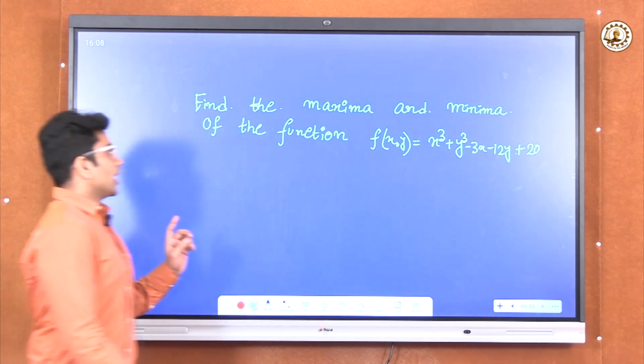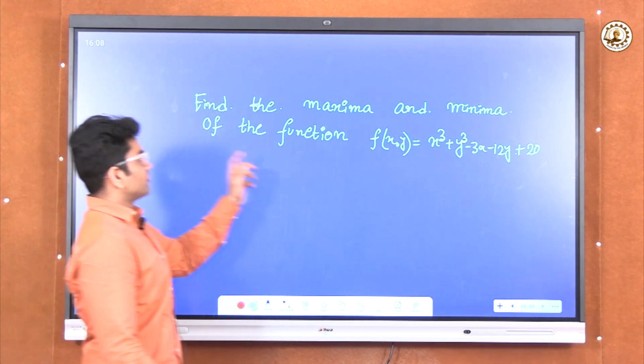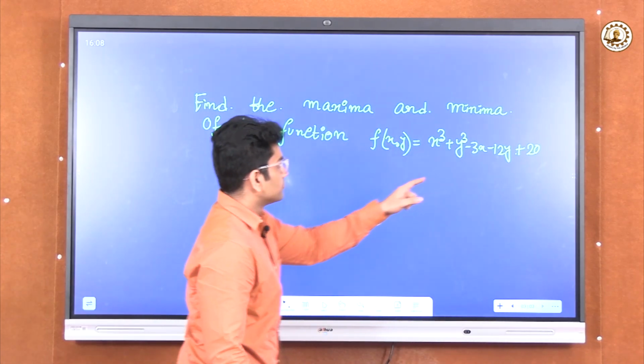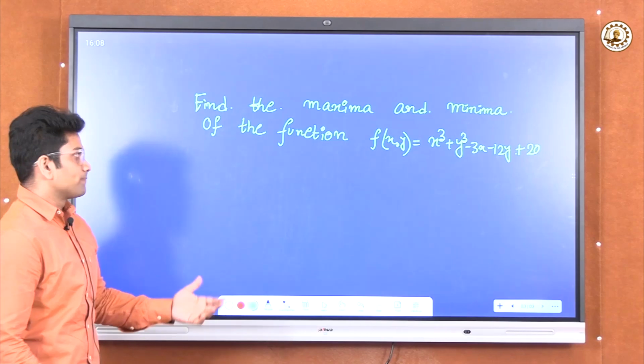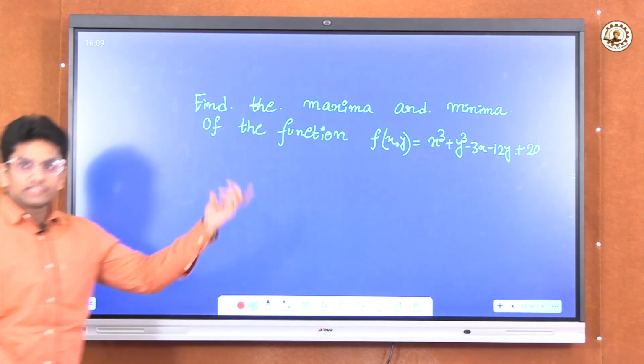Today I am going to discuss a problem on maxima and minima. The function f(x,y) equals x cube plus y cube minus 3x minus 12y plus 20. We have to calculate the maximum and minimum value of this function.